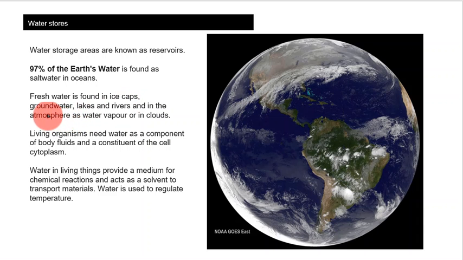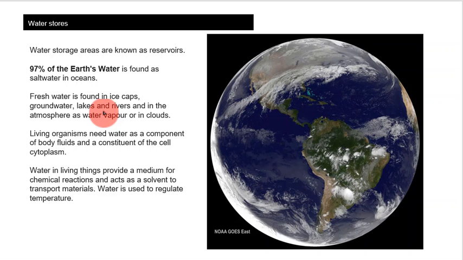You also have groundwater, which is fresh water that's in the ground. And then you have lakes and rivers. Think about where you live, there are probably lakes and rivers around you. And in the atmosphere there is water vapor, or water in clouds as well. So this water is all around the earth in all different forms.